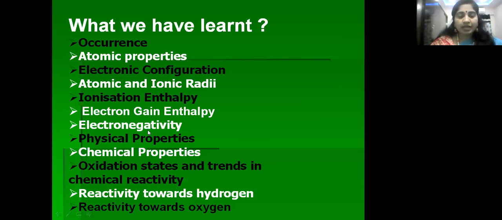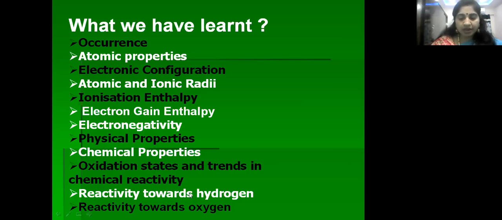Next, electronegativity: fluorine is the highest electronegative element, 4.0 on the Pauling scale. From top to bottom electronegativity decreases as the size increases. So physical properties we have seen. Next, after that, the chemical properties; in that, oxidation states we have seen. What is the common oxidation state shown by 17 group elements? -1. Except fluorine, the remaining elements can also show +1, +3, +5 and +7 oxidation states.